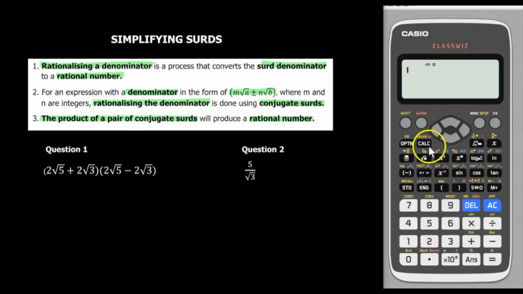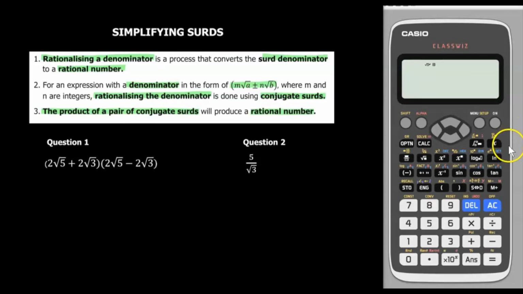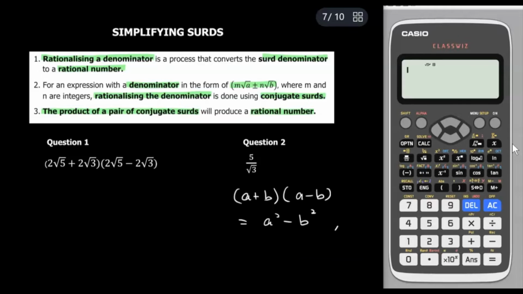I'm going to use question 1 and question 2 to show you an example. Before I show you the answer for question 1, I want you to understand that a plus b times a minus b equals a square minus b square. Please memorize this one, because it will help you in simplifying surds and also when you want to times with the conjugate surd. So let's look at question number 1.